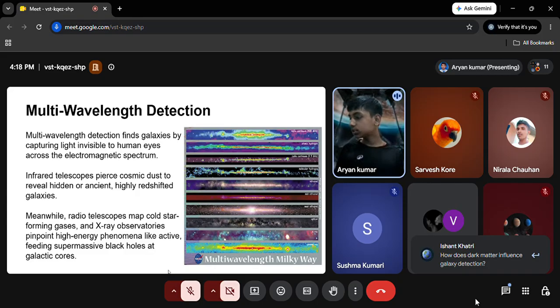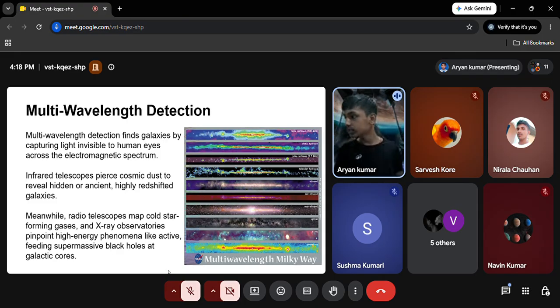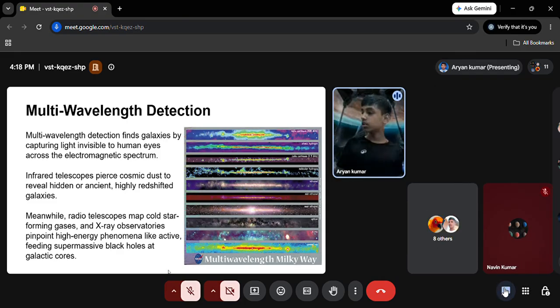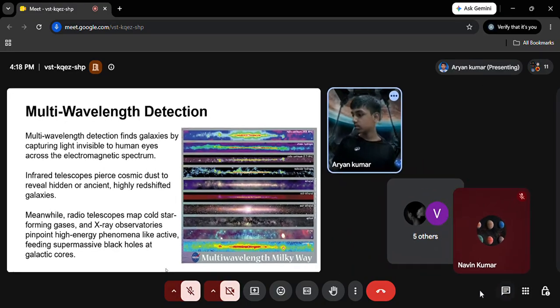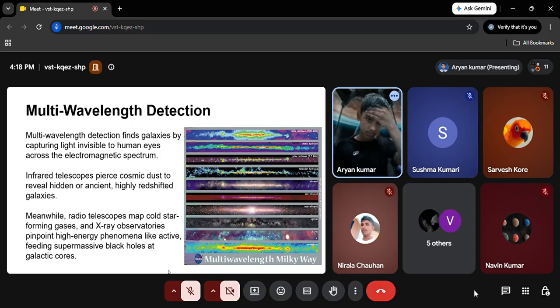There's a question there. How does dark matter influence galaxy detection? In detecting them, I don't think it causes a problem. Dark matter does not interact with the photons that we see. It only has a gravitational effect.